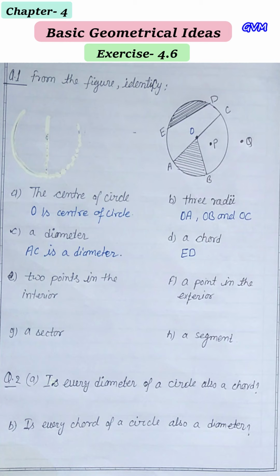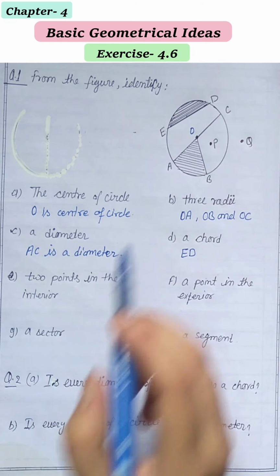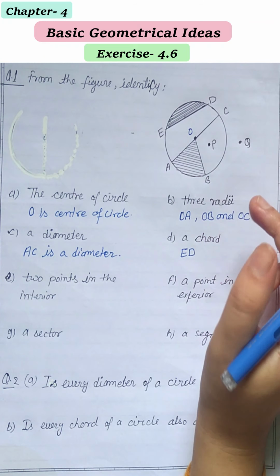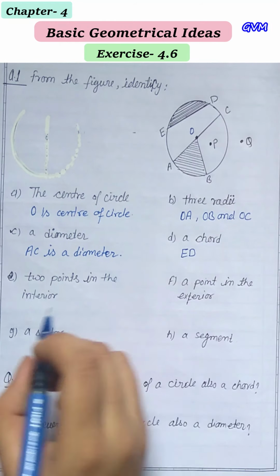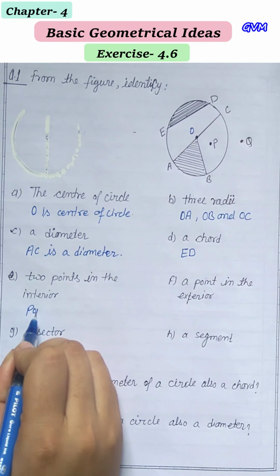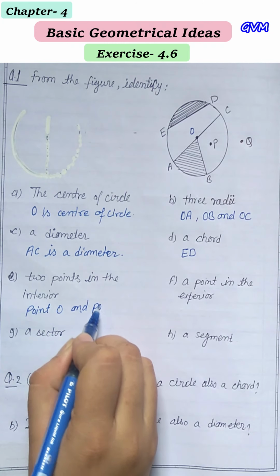ED. Now 2 points in the interior. So interior में हमें कोई 2 points बताने हैं. So first point is O and second point is P. So point O and point P.